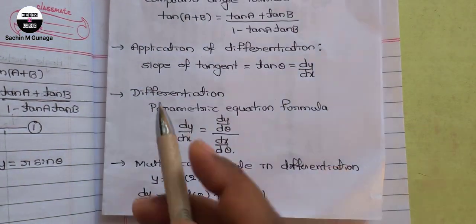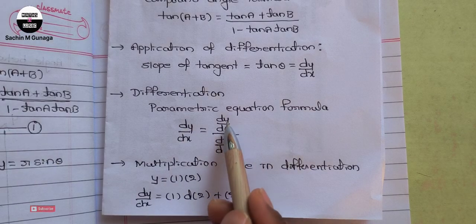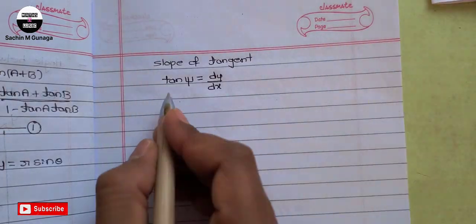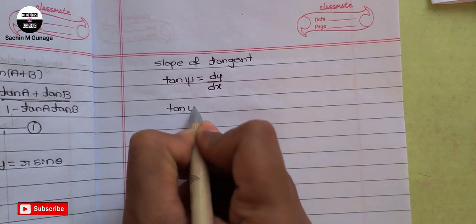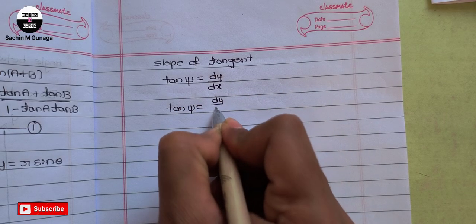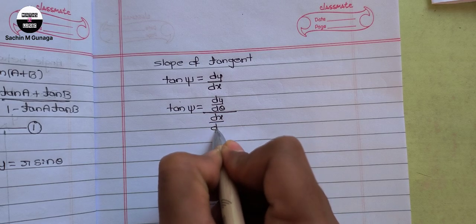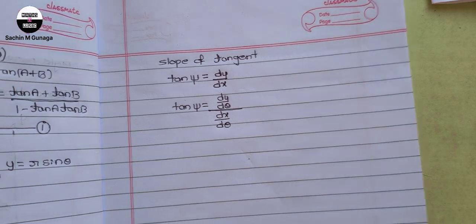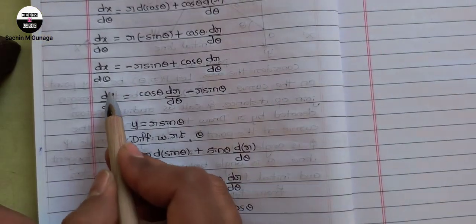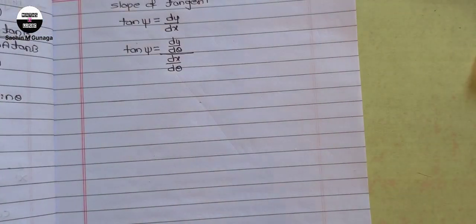Also, we know the parametric equation formula: dy divided by dx is nothing but dy by d theta divided by dx by d theta. Therefore, tan psi, I am going to keep as it is, dy by dx can be written as dy divided by d theta upon dx divided by d theta. So we know this result, dy divided by d theta and dx divided by d theta. Here I am going to substitute.